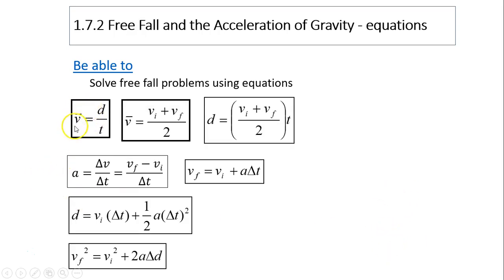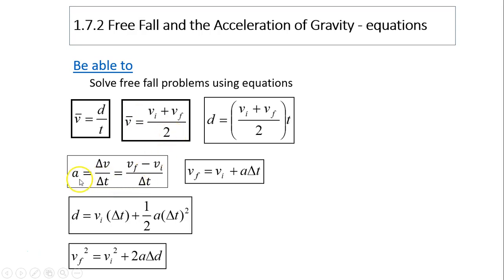By definition, average velocity is total displacement divided by total time. We can also find average velocity using initial plus final velocity divided by 2. Again, this equation is only valid if acceleration is constant.